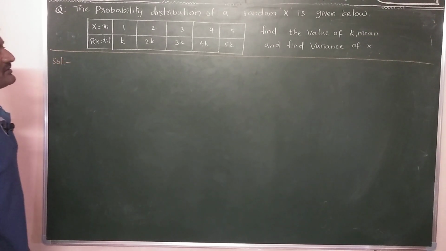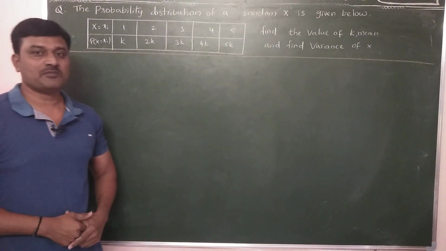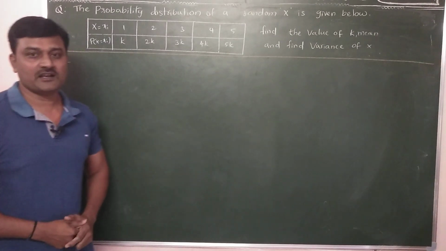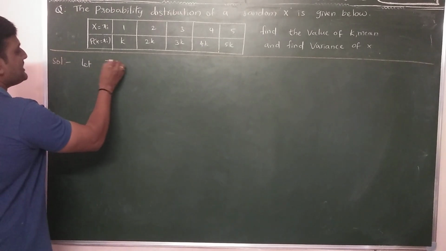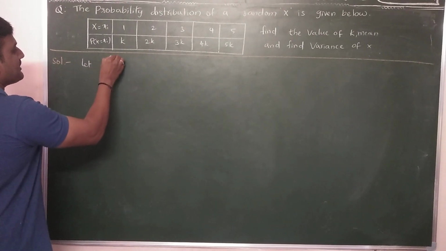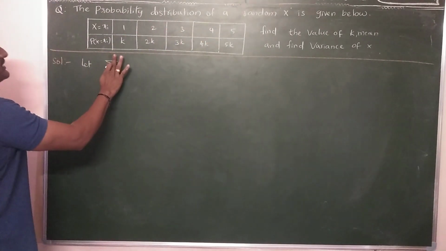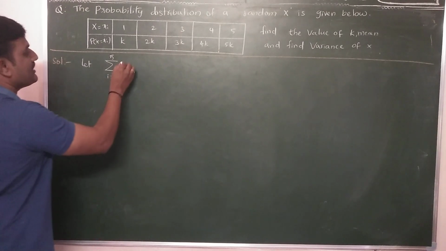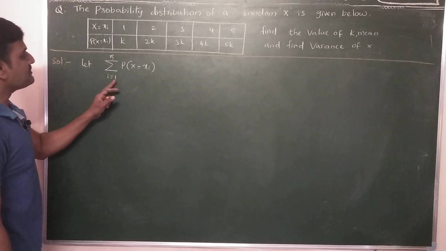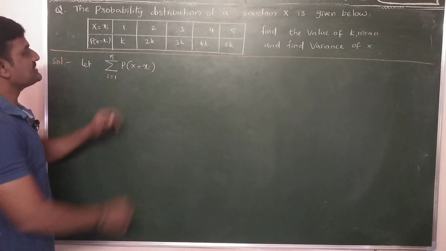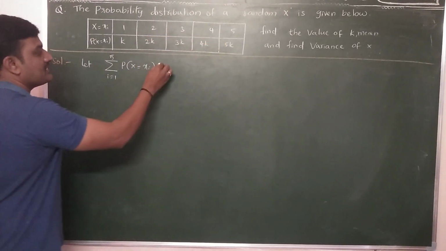By the given table, first of all, we find the value of k by taking the sum of probabilities. The sum of probabilities is always 1. Summation i equals 1 to n, and here n is only 1 to 5, so 1 to 5, probability of x equals xi, i equals 1 to 5. X equals xi means x1, x2, x3, x4, x5. Then that is 1.